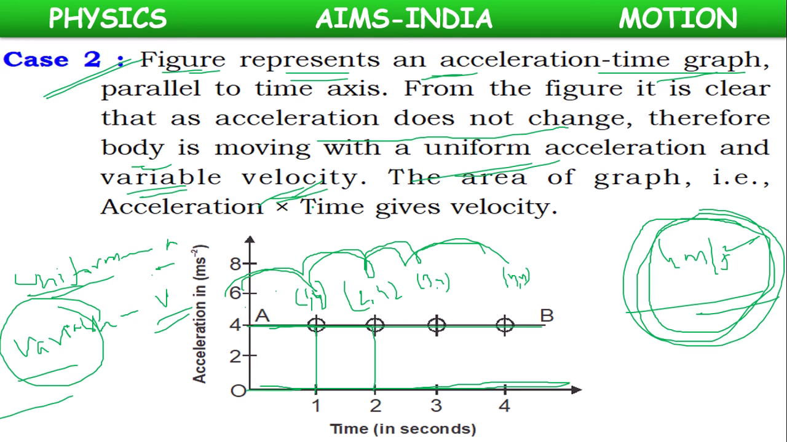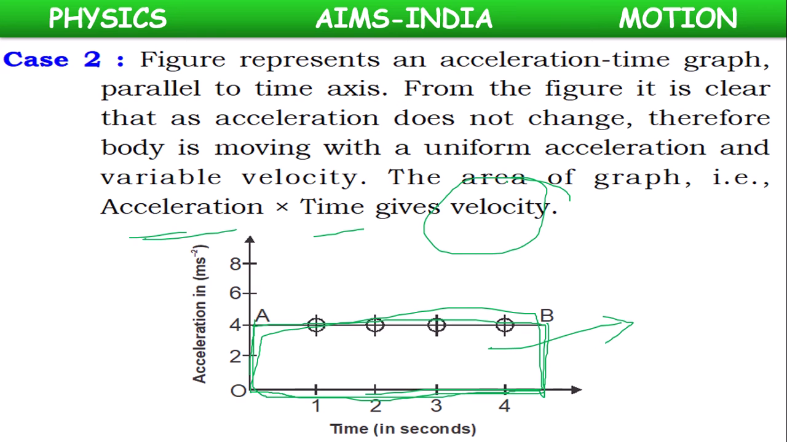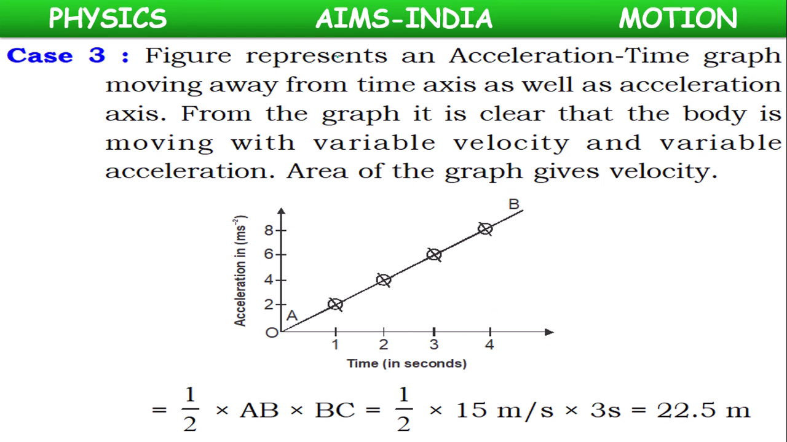In this case, if we draw perpendicular lines from A and B to the x-axis, we will get a rectangle, and the area of this rectangle gives the velocity of the body. Next, another case.